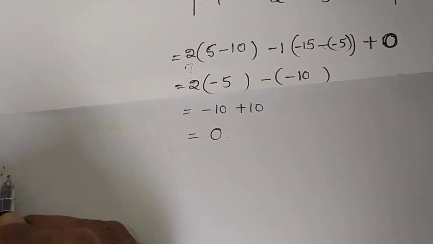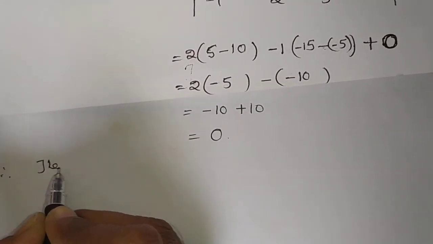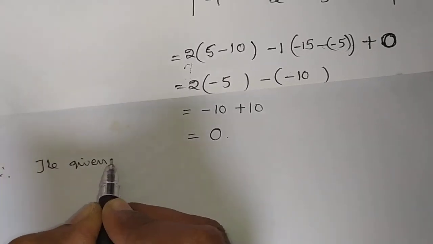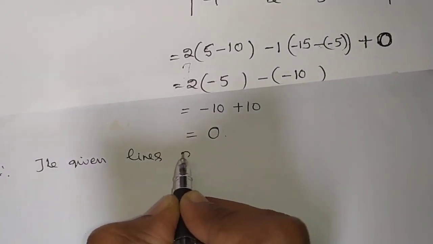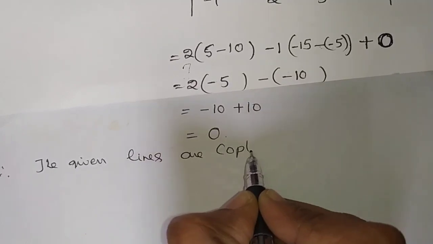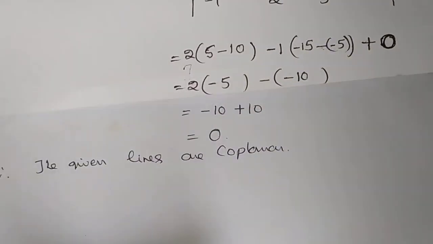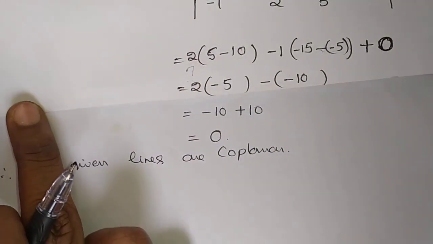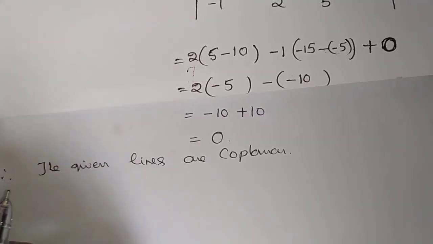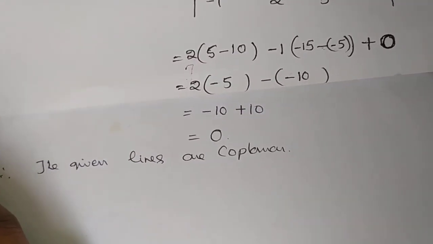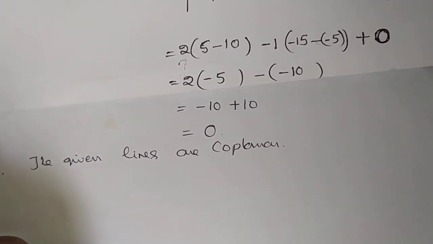Therefore the given lines are coplanar. So this is one of the problems related to the previous derivation. It is only the one.